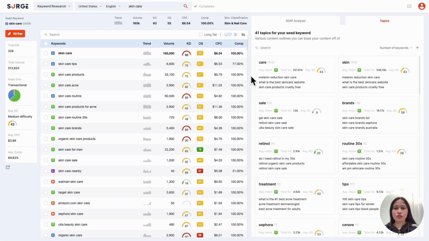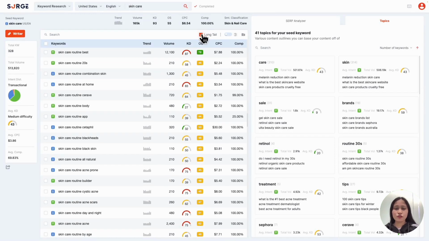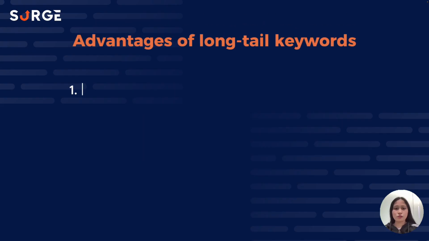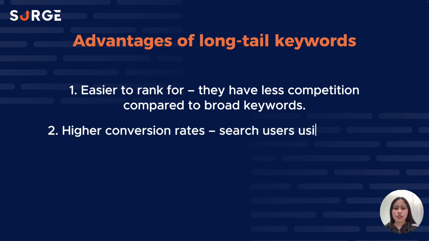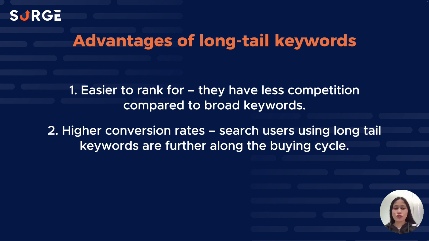Next, let's go over long tail keywords, which are highly specific search queries consisting of more than 4 words. Check this box here to filter and show only long tail keywords. Long tail keywords are really awesome because 1. They're easier to rank for because they have less competition compared to broad keywords. And 2. They have higher conversion rates. Search users using long tail keywords are further along the buying cycle and hence are more likely to convert. Because of this, long tail keywords are untapped treasure mines, so go ahead and use more long tail keywords.